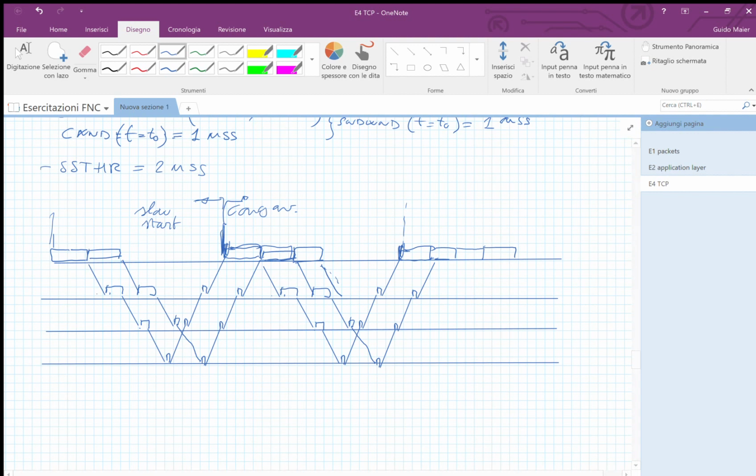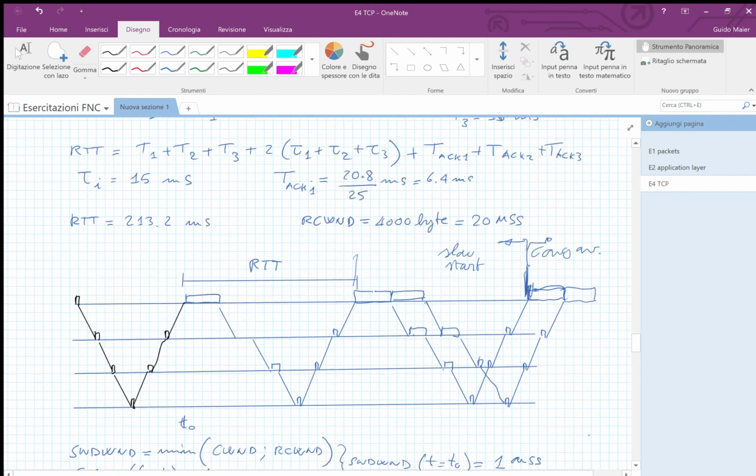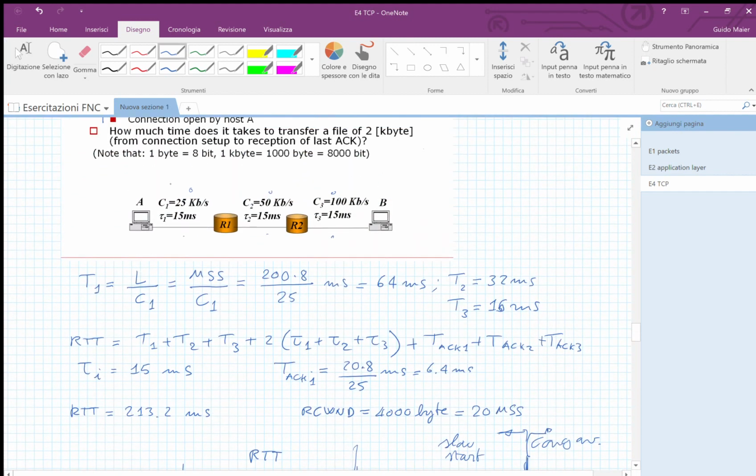So now we have to check when the transmission becomes continuous, because when the transmission becomes continuous, the transmitter will not stop at each round trip time waiting for the next round trip time. Again, in this exercise, as in the previous one, the bottleneck is for sure this link, because it's the slowest link in the network. And so we always have to check the round trip time against T1, which is the transmission time of the segments out of the interface of A. Okay.